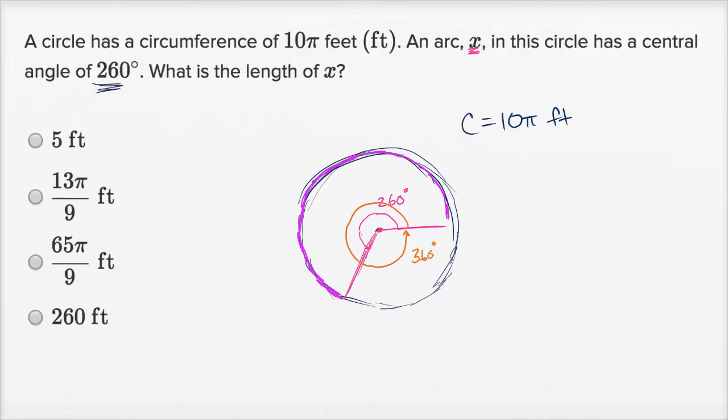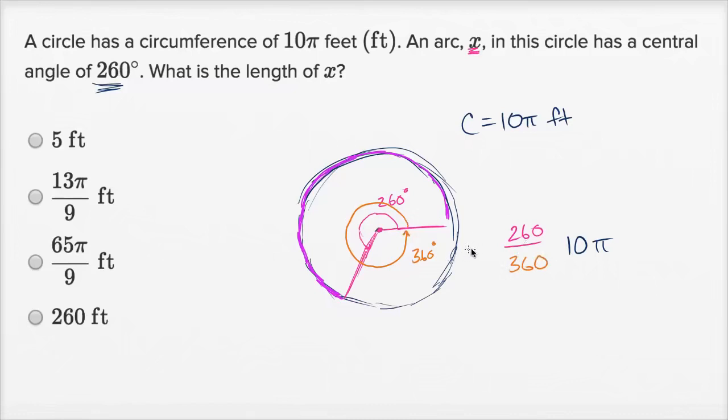So once again, the entire circumference is 10 pi feet. Now the fraction of that circumference that's going to be arc x is going to be the same fraction of the central angle of that arc relative to the central angle if you were to go all the way around, which would be 360 degrees. So it'll be 260 360ths of the circumference.